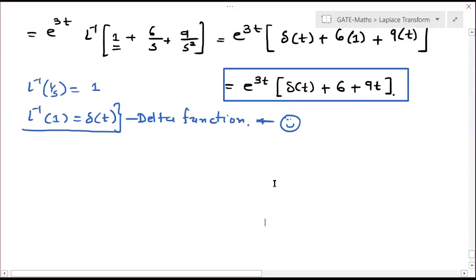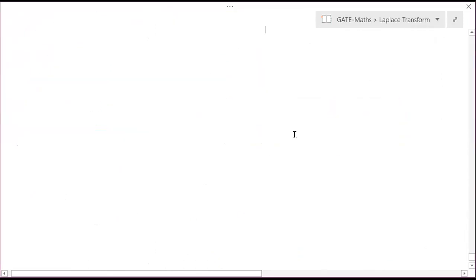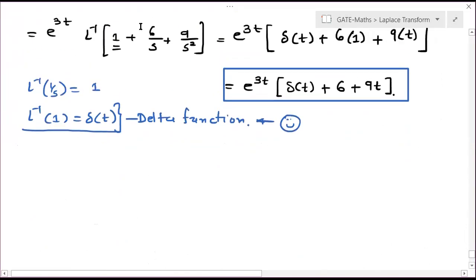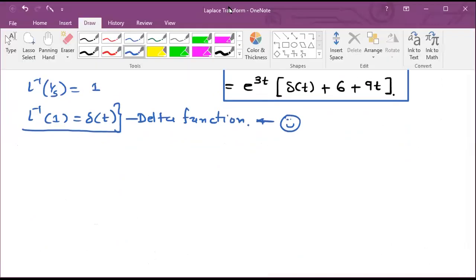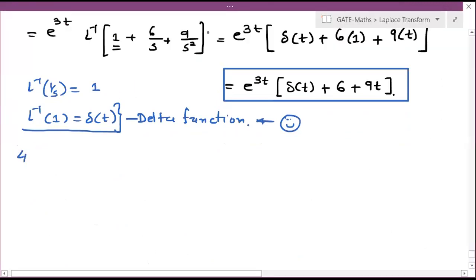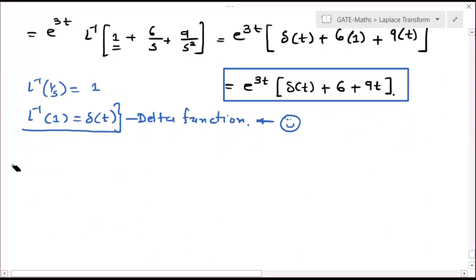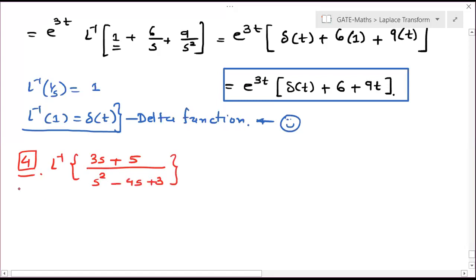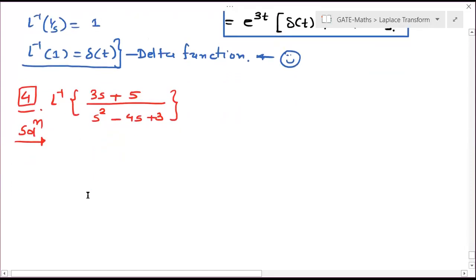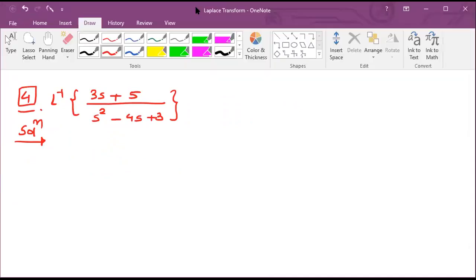So this was our question number 3. Now question number 4. Sorry. Laplace inverse of 3s plus 5 divided by s square minus 4s plus 3. So how can we find the Laplace inverse of this? Do we have any direct formula? 3s plus 5 divided by s square minus 4s plus 3.